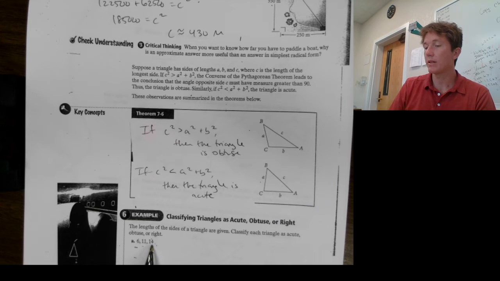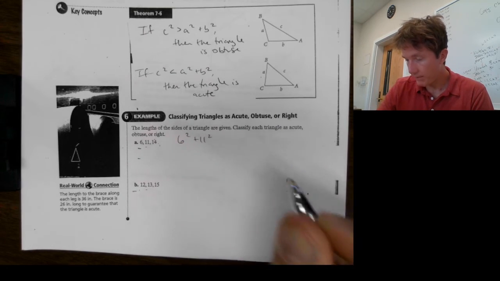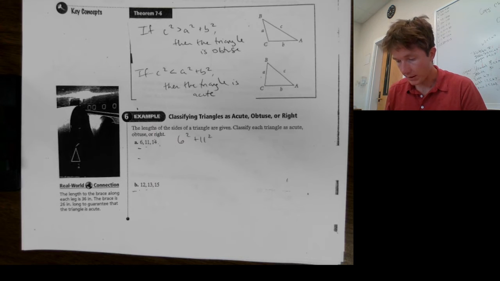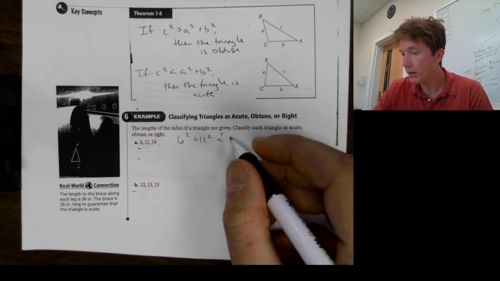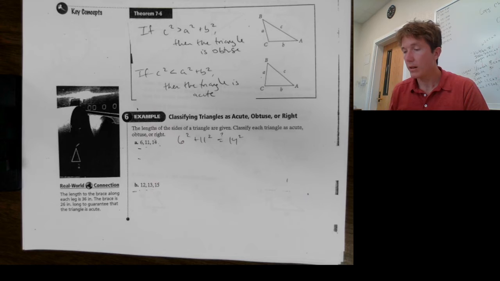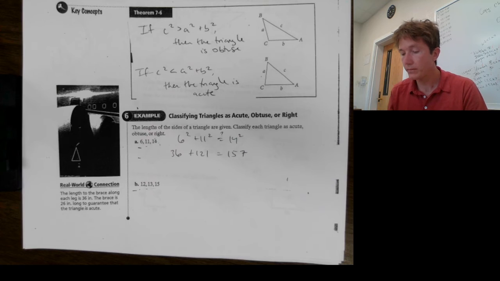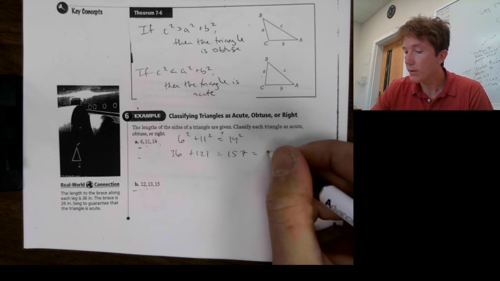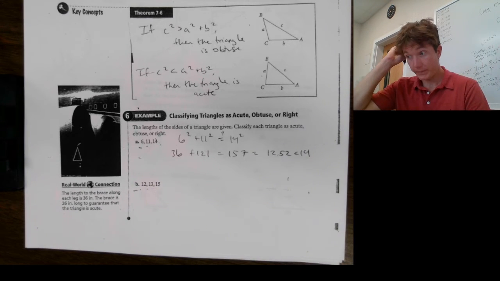So here's my two legs and the hypotenuse. The hypotenuse is easily recognized as the longest side. So I'm going to do 6 squared plus 11 squared. That'd be 36 plus 121. So does that equal 14 squared? Okay, well 36 plus 121 equals 157. The square root of 157 is 12.52, which is less than 14.